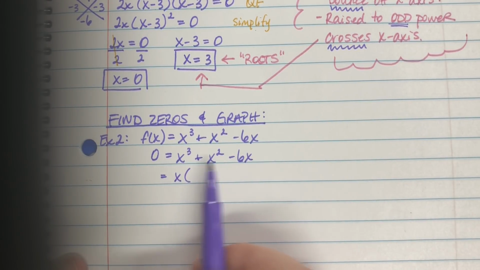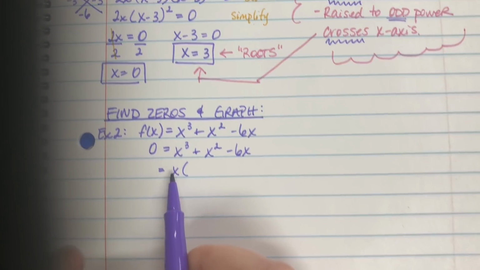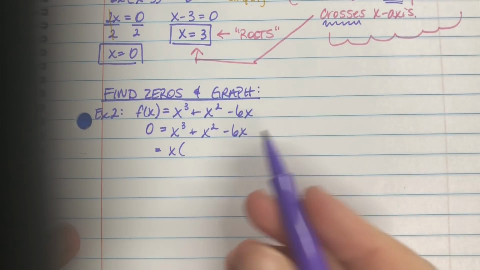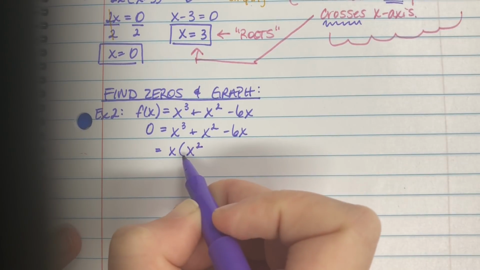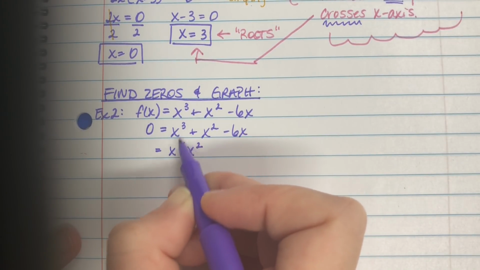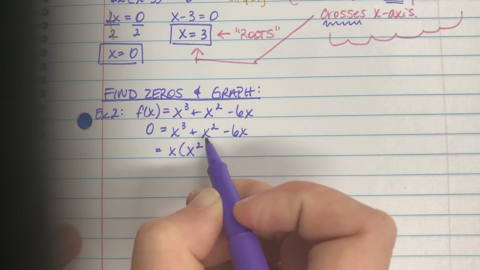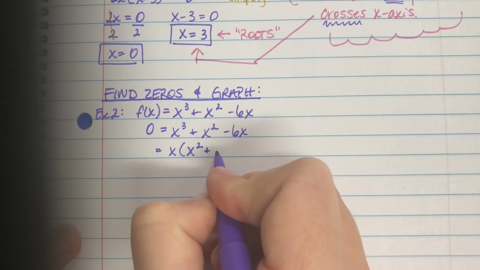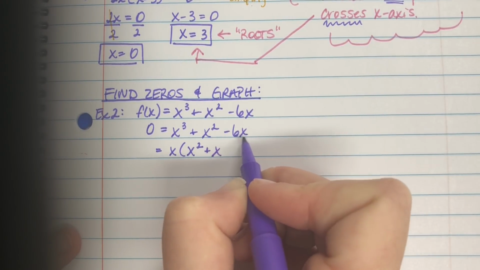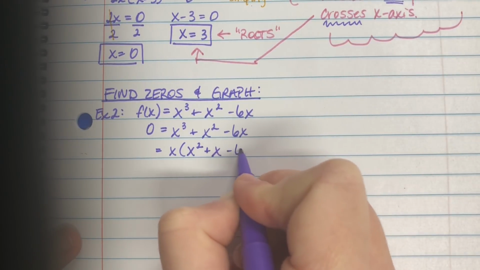Each term has to be divided by your greatest common factor. X cubed divided by x leaves me with x squared. Don't forget, if you're lost on this, it's just subtracting exponents. 3 minus 1 gives me 2. Moving on to the next one, x squared divided by x is x, and negative 6x divided by x is negative 6.